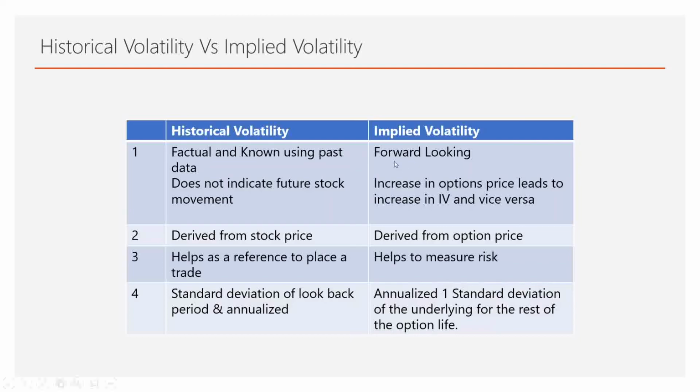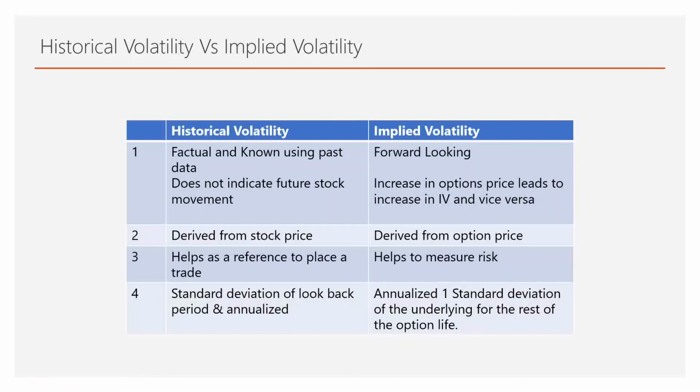And how is historical volatility calculated? Theoretically speaking, standard deviation over the look back period, annualized. How is implied volatility calculated? Annualized one standard deviation of the underlying for the rest of the option.